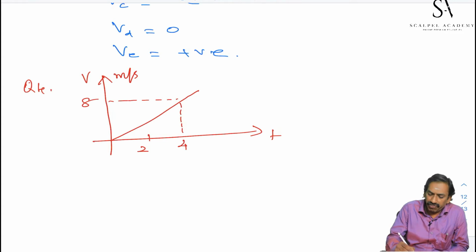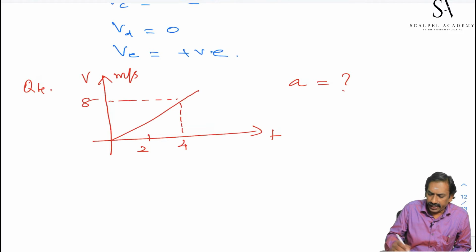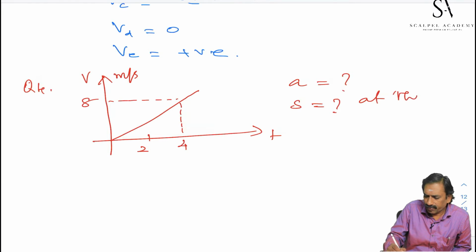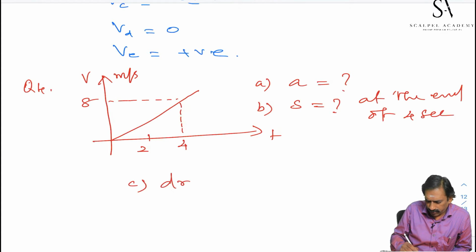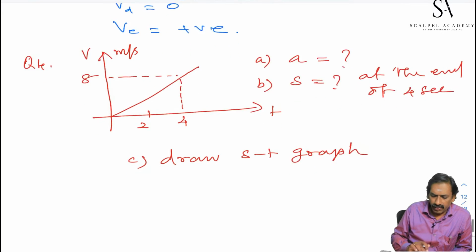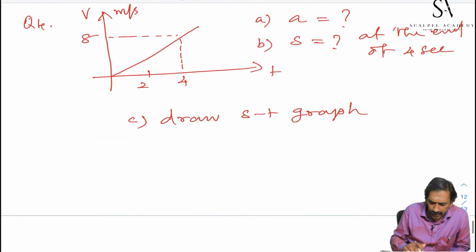From the graph, find acceleration, find displacement at the end of 4 seconds, and draw a stick graph. These are the questions. For this VT graph, we have to draw a stick graph. Shall we go to the problem now? Okay.